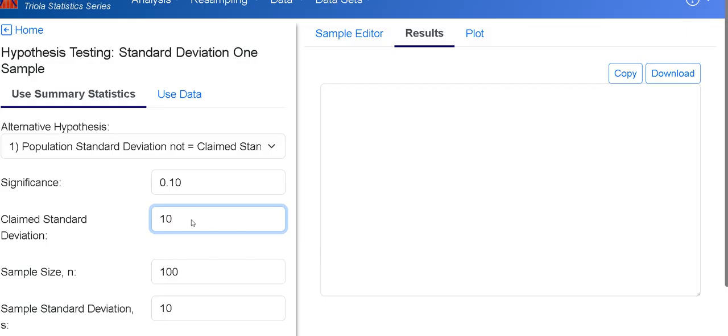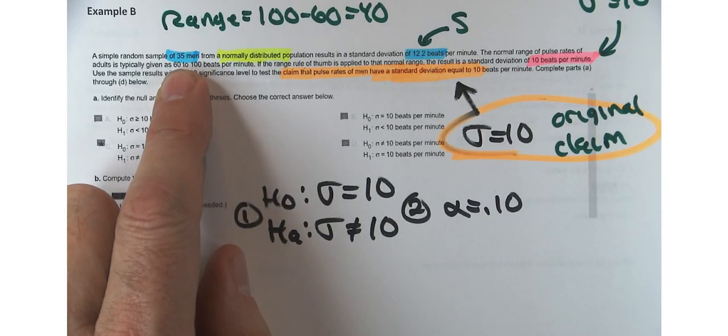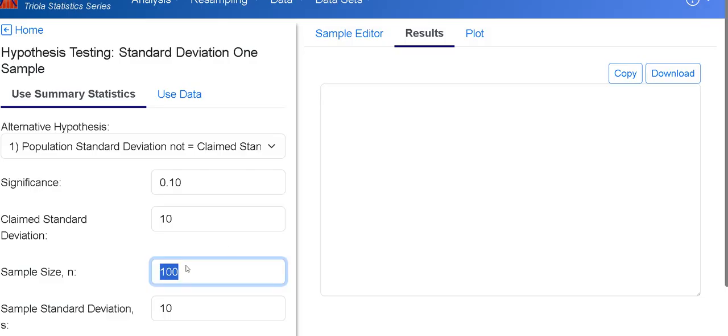So let's go put in the claimed standard deviation. Well, that was 10. Sample size was what, 35? We had 35. Yep, 35 men. So let's put in 35. Sample standard deviation was 12 something, right? 12.2.